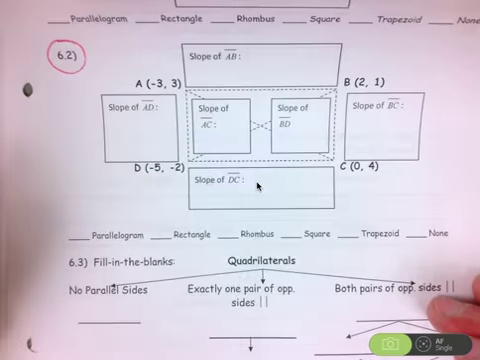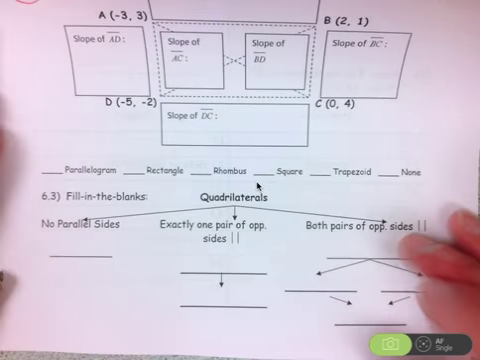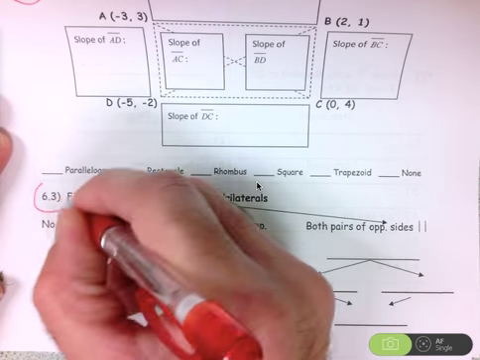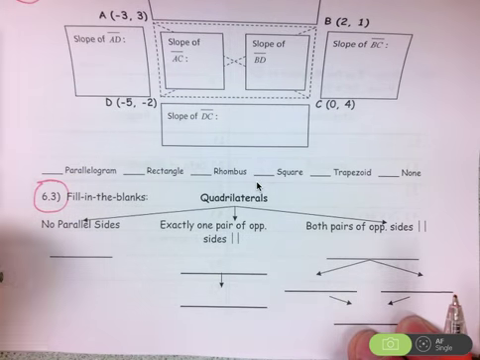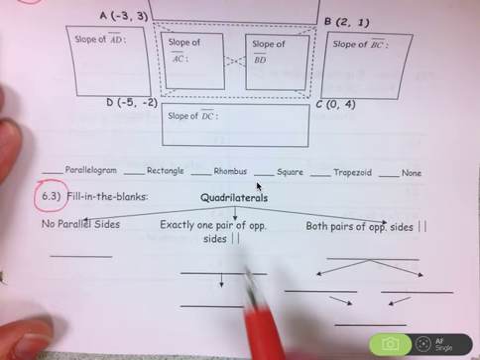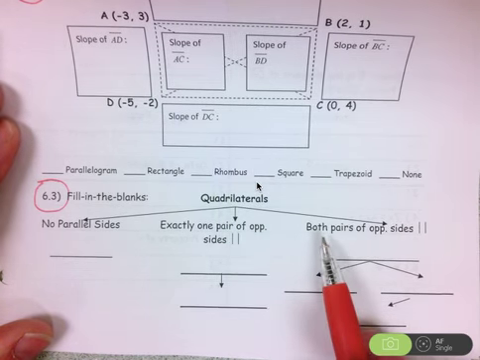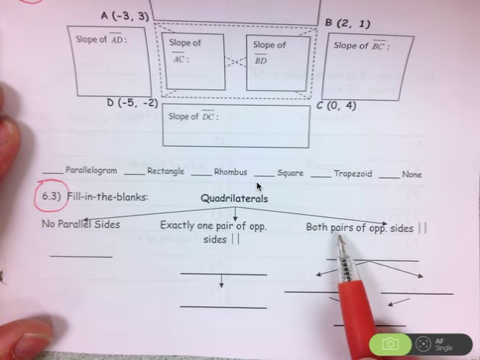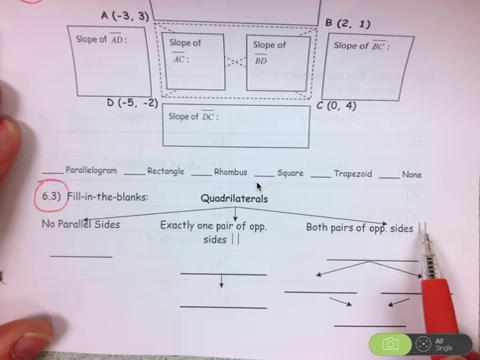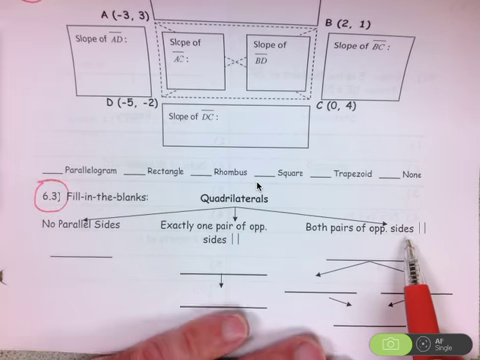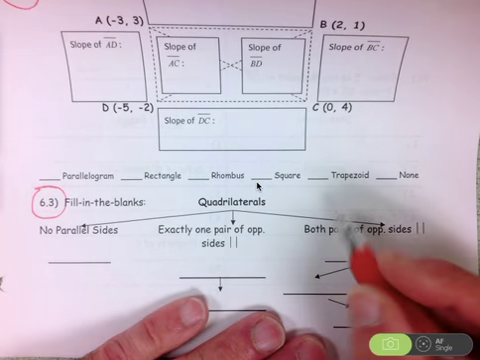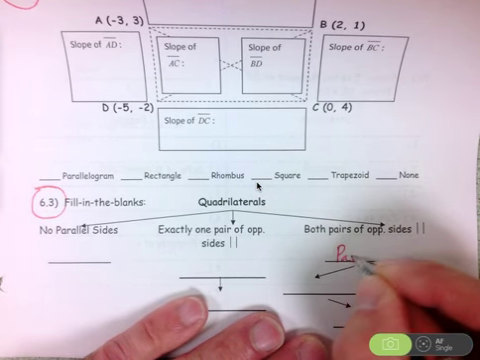So I'd like to do 6.3 right now. I want to organize the quadrilaterals that we've studied. So quadrilaterals are four-sided figures. If we have figures where both pairs of opposite sides are parallel, the most basic figure where both pairs of opposite sides are parallel, that's a parallelogram.